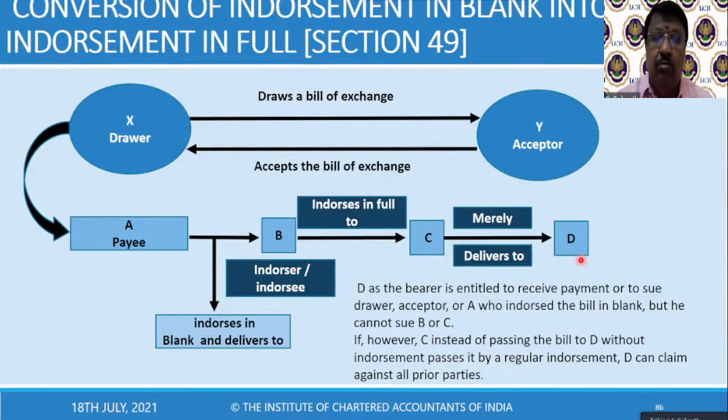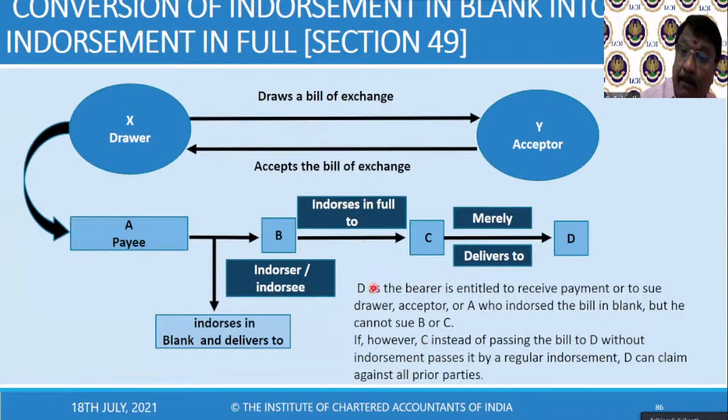Now, finally, Y dishonors. If Y pays, absolutely no problem here. The bill of exchange comes to an end. The instrument is discharged. Story over. But suppose Y fails to pay, then on whom can D file? D, as the bearer, is entitled to receive payment or to sue the drawer, the acceptor, or A, who endorsed the bill in blank. But he cannot sue B or C.